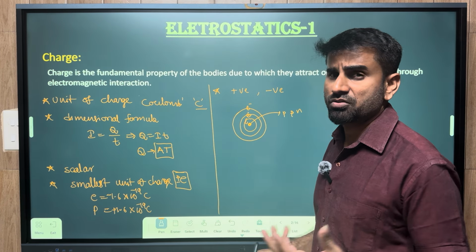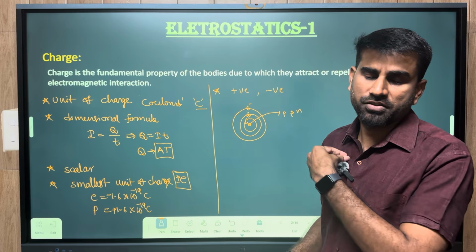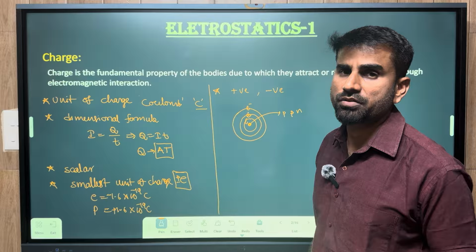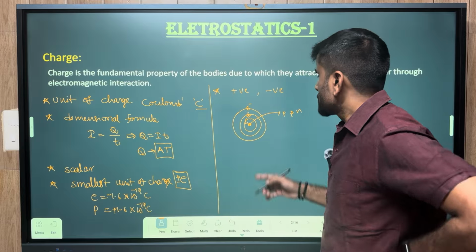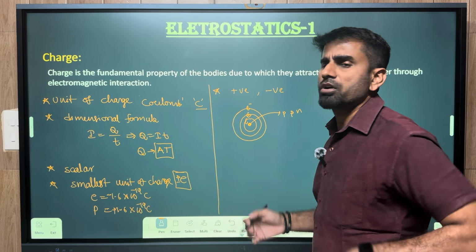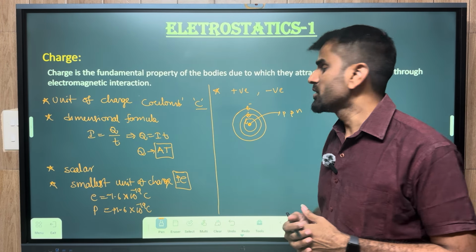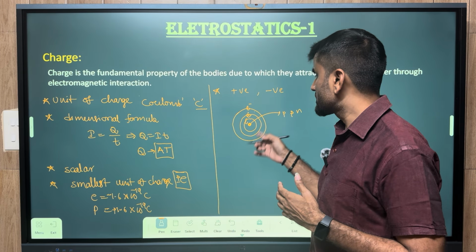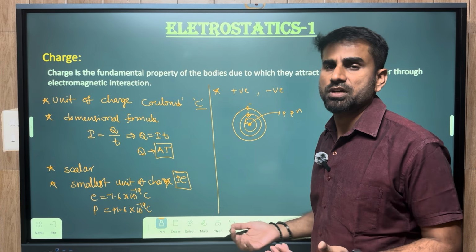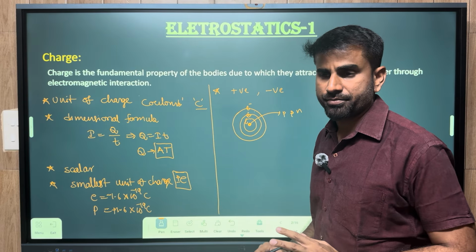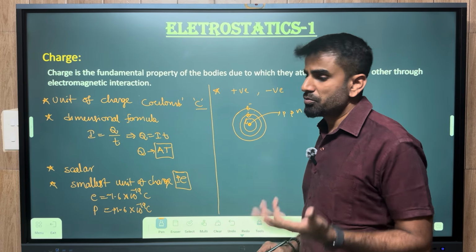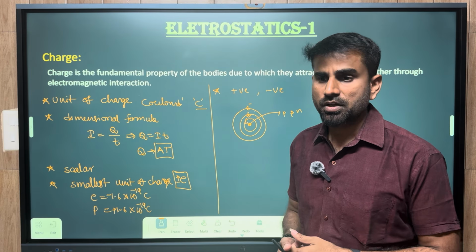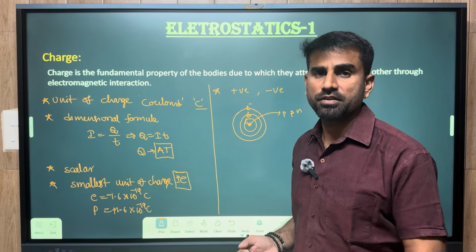In electrostatics, the neutron has no significance because it has no charge, it is neutral, but proton and electron have proper significance. So if I want to make an object positively charged, then I will remove the electrons. And if I want to make any object negatively charged, then I have to add the electrons. Why am I saying adding or removal of electrons instead of, in order to make an object positively charged, why can't I give the protons instead?